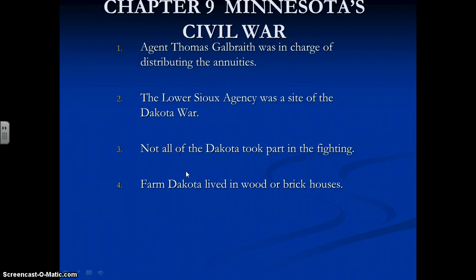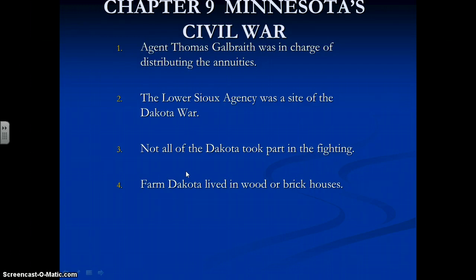But on this first slide, these are the true statements from the chapter that you would have on a chapter test. And on number 1, it says Agent Thomas Galbraith was in charge of distributing the annuities. And you might say, well, what's an annuity? Well, that's our payment. When we made these treaties, we said we would make payments to pay for it. And like your parents make a car payment or a house payment, we made land payments, and it was called an annuity. And the agent at the reservation, his name was Agent Thomas Galbraith.